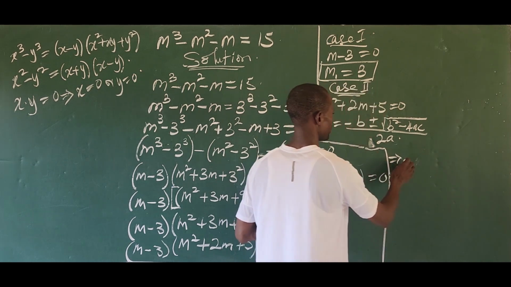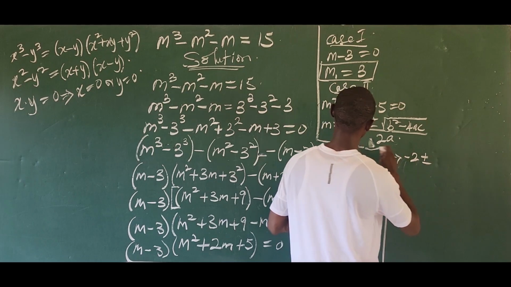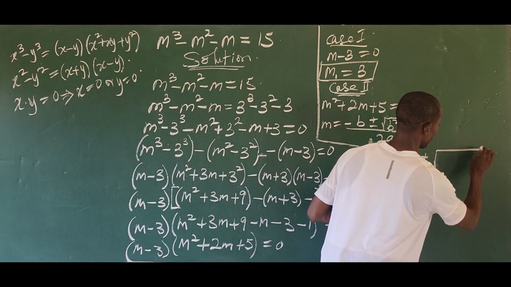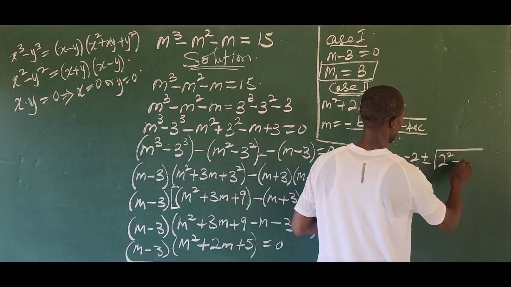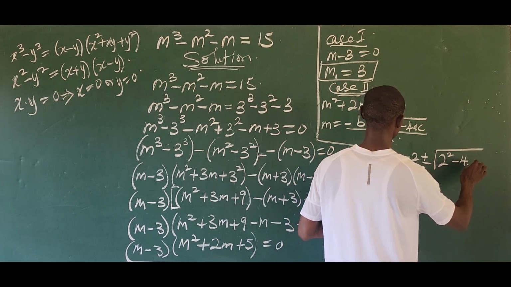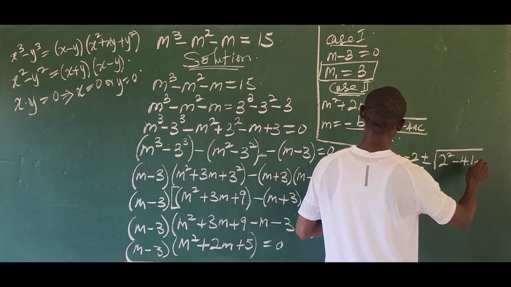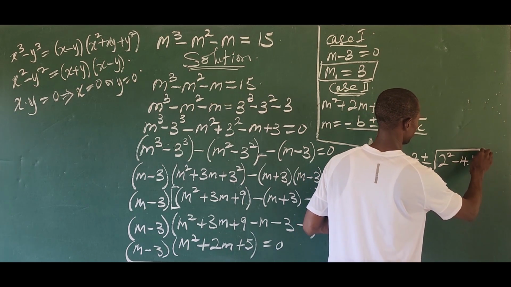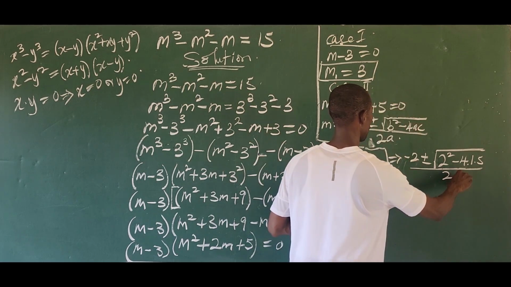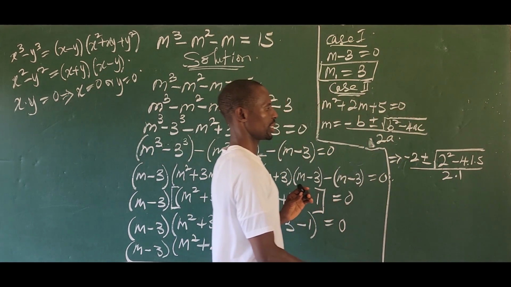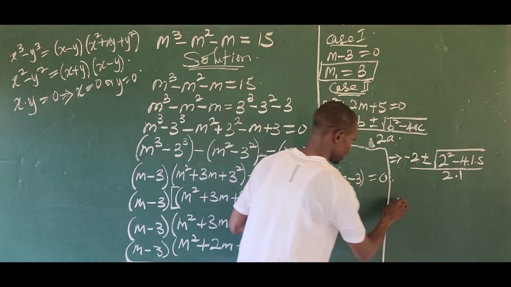So we have here minus 2, then plus or minus the square root of 2 to the power of 2, then minus 4 times a, which is 1, then times our c, which is 5. Then everything all over 2 times 1. Okay, the dot there is multiplication. So what we do is pretty easy.